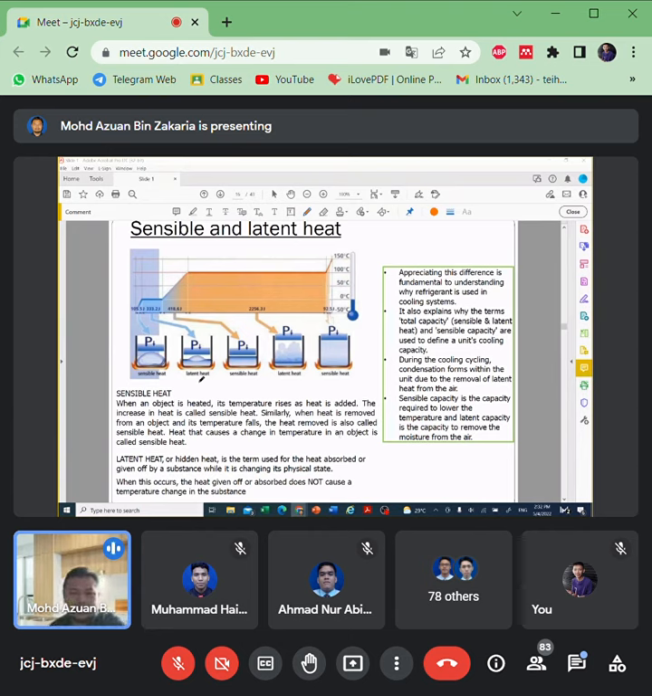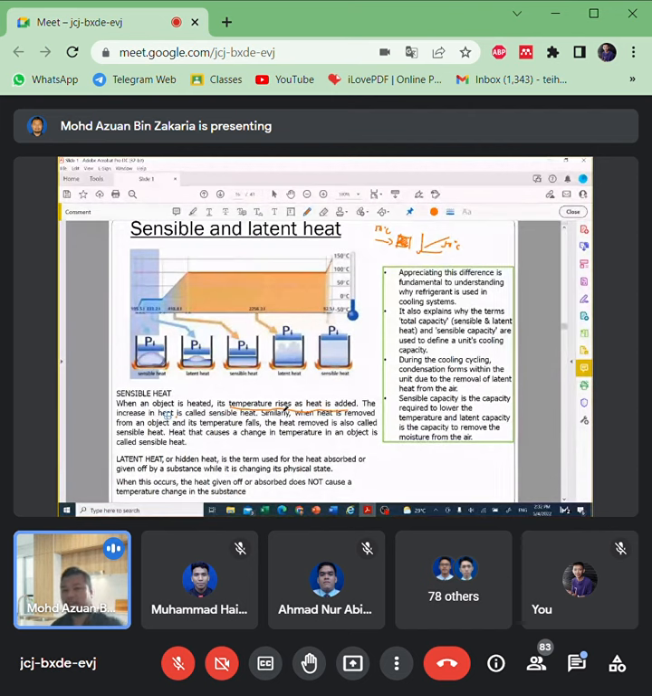Okay, what is sensible heat? Let's read first. Sensible heat is when an object is heated, its temperature rises as heat is added. The increase in heat is called sensible heat. So again, the temperature rises as heat is added. For example, we have a metal block. When we add heat, 50 degrees Celsius, the temperature of the block directly increases from 0 to 50 degrees Celsius. Directly increase. So that is sensible heat.